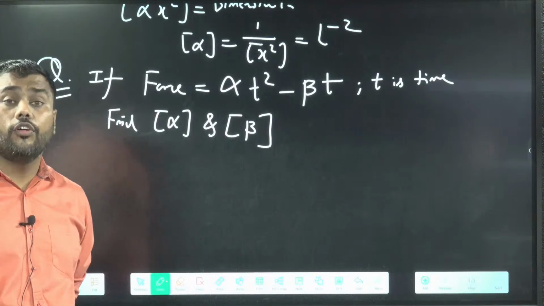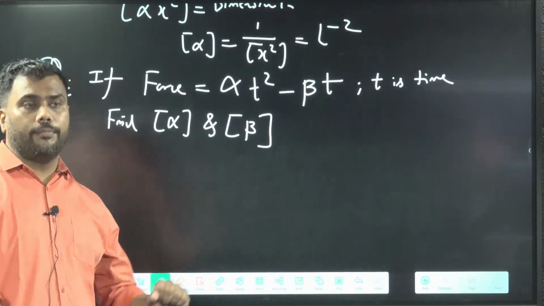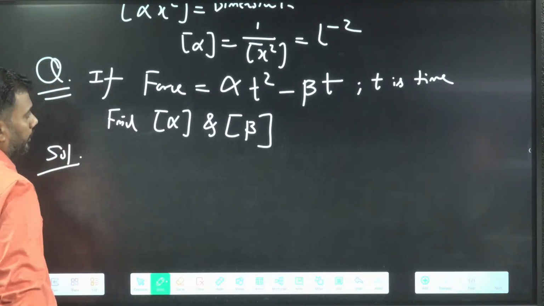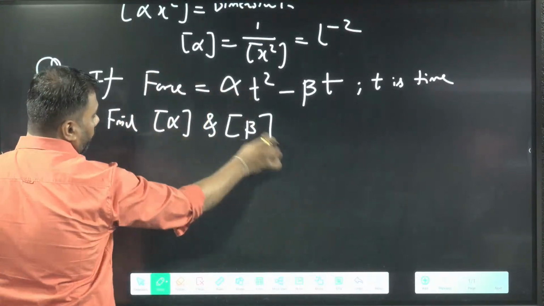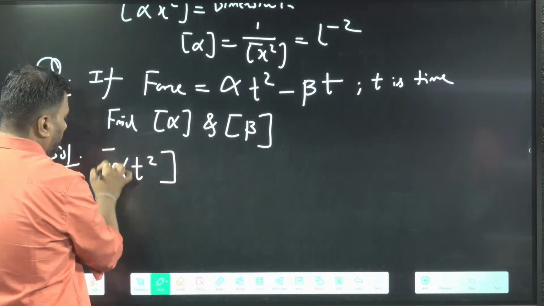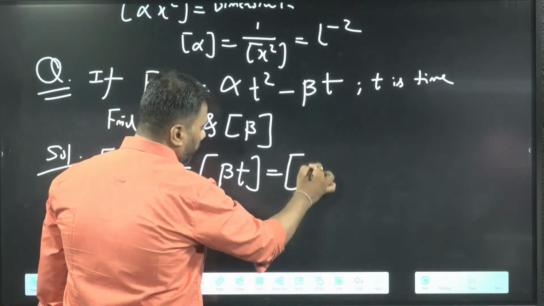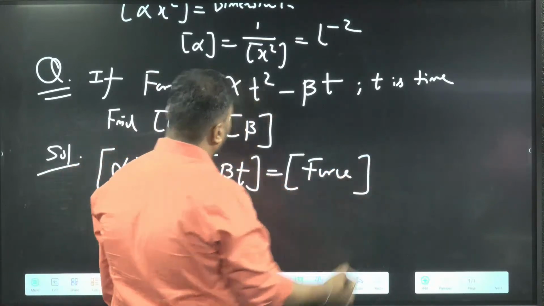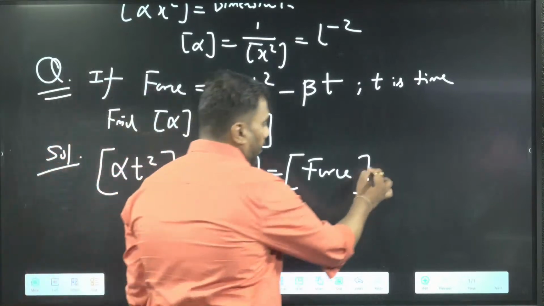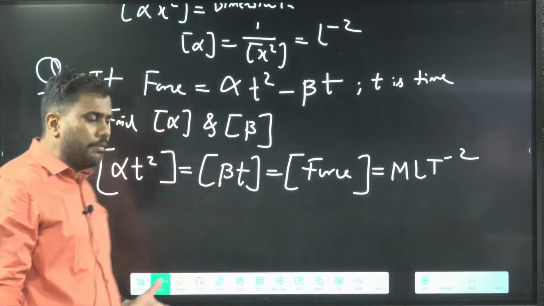We can add, subtract or equate physical quantities having the same dimensions. Alpha t square and beta t should have the same dimension as force. We are equating force with these two, so dimensions will be equal. The dimensions of force are mLT minus 2. We should know these basic dimensions.